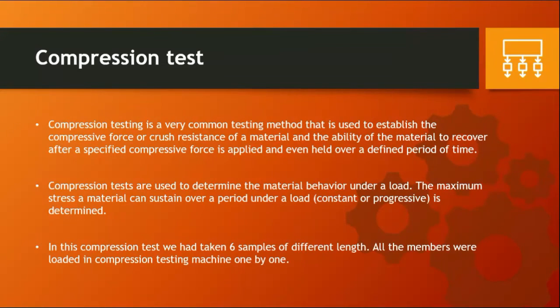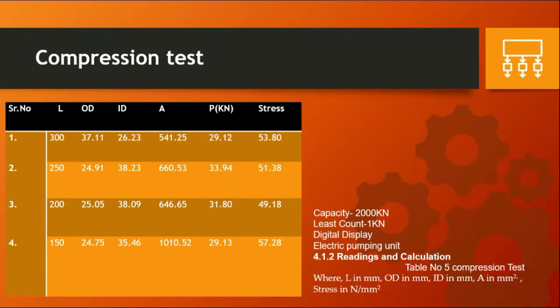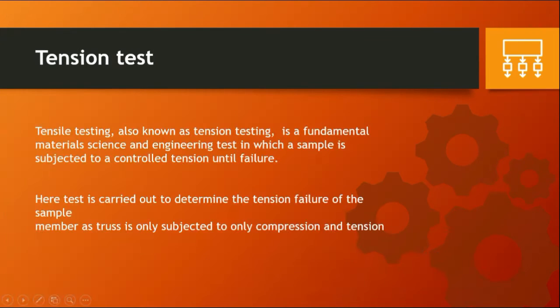In this compression test, we have taken 4 samples of different length. All the members were loaded in the compression testing machine one by one. The specification of the testing machine is that it can hold a capacity of 2000 kilonewton and its least count is 1 kilonewton. Four samples were taken, each of length 300, 250, 200, 150, and the stress came out to be 53.80, 51.38, 49.18, 57.28 and the average stress calculated is 52.88 Newton per mm square.